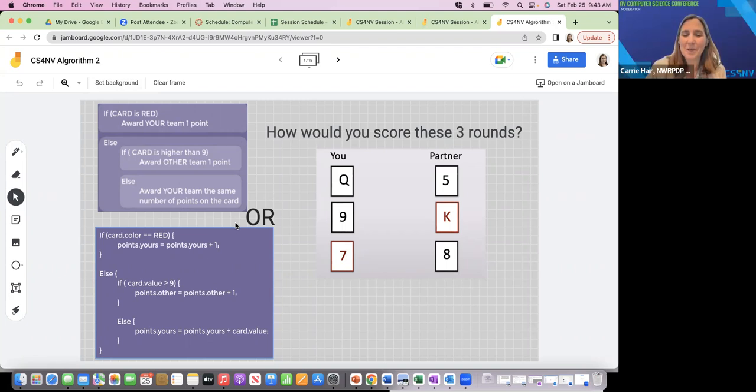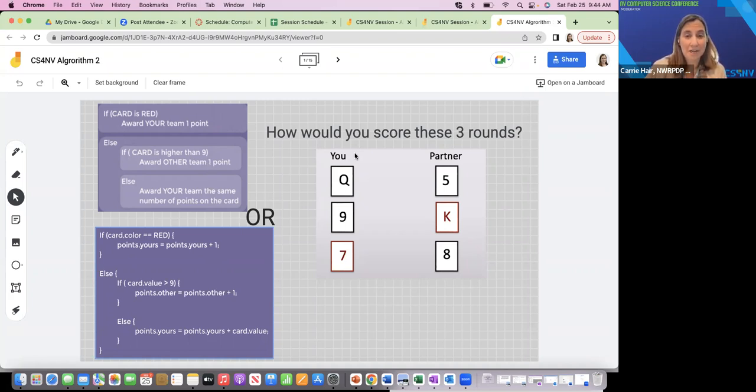So I want someone to put in the chat for round 1, just round 1, the queen and the 5. How many points did you get? How many points did your partner get? So Claire says, me 0, partner 5. Do we agree, disagree? All right, so let's go ahead and check it out.